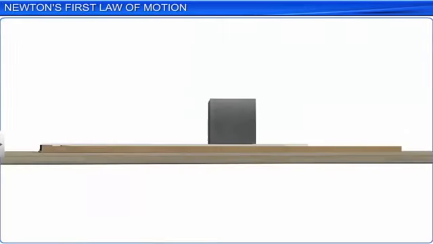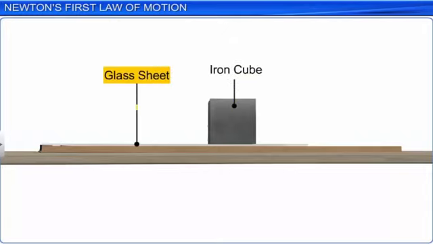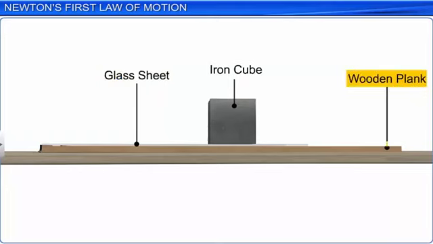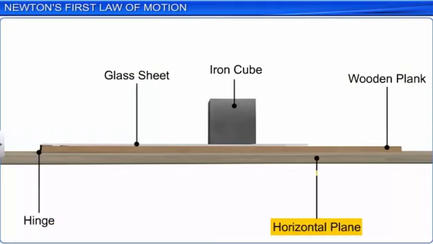Let's take an example from a physics laboratory. An iron cube is placed on a glass sheet, which is fixed to a wooden plank. This wooden plank is hinged to a horizontal surface.